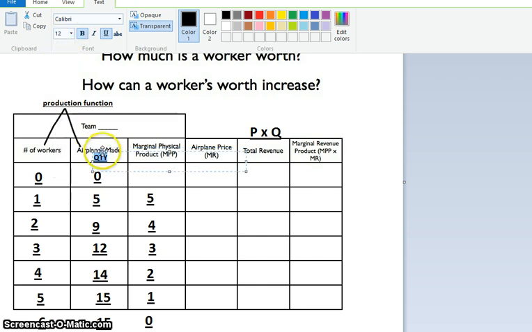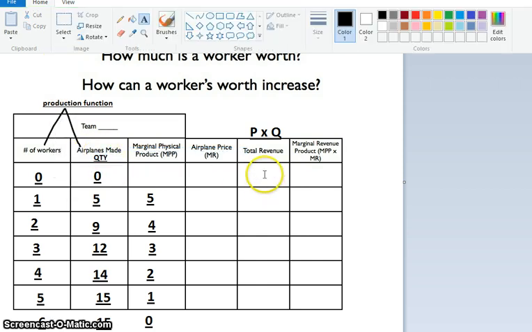Now, what's the price of the airplane? Oh, Mr. Sutton, I don't have a price column. Well, it says airplane price here, and it's blank. It is blank. I have to tell it to you. So notice airplane price, and then it's got the marginal revenue here.